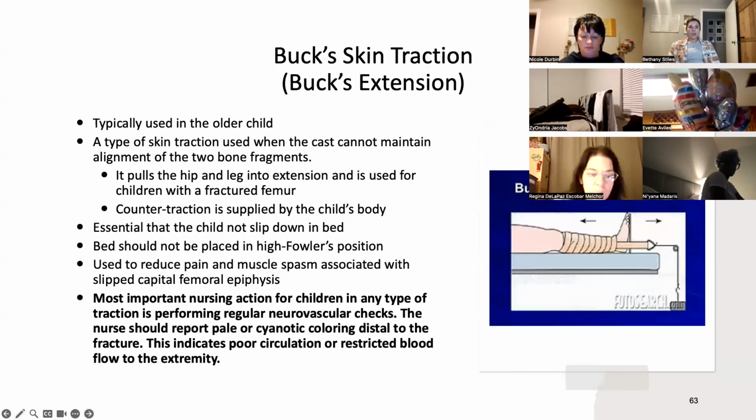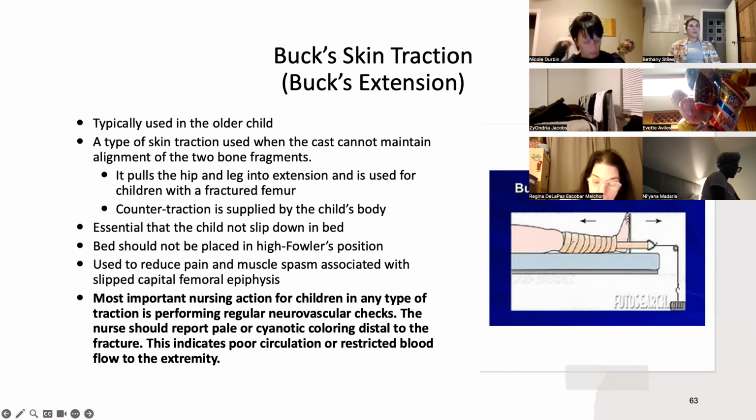For Buck's traction, it's going to be used in an older child, and we're going to use it when the cast can't keep the bones in alignment. So it's going to pull the hip and the leg into extension. And again, it's going to be used for those fractured femurs. The counter traction is going to be supplied by the patient's body. So we need to make sure that they don't slide down in bed. Need to make sure our bed's not in high Fowler's because that's going to make them slide.